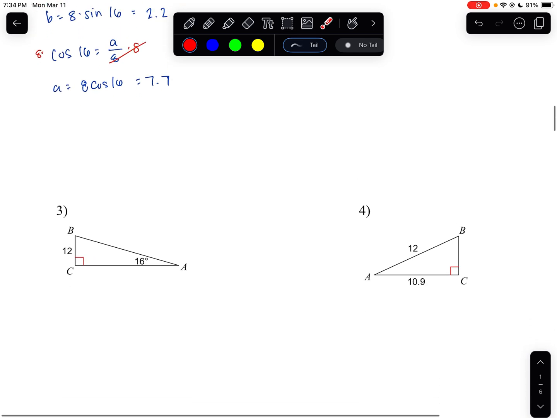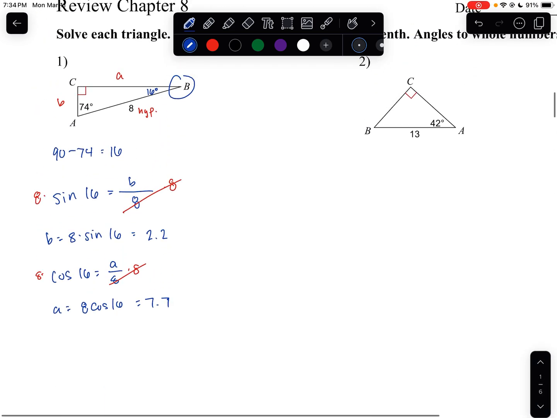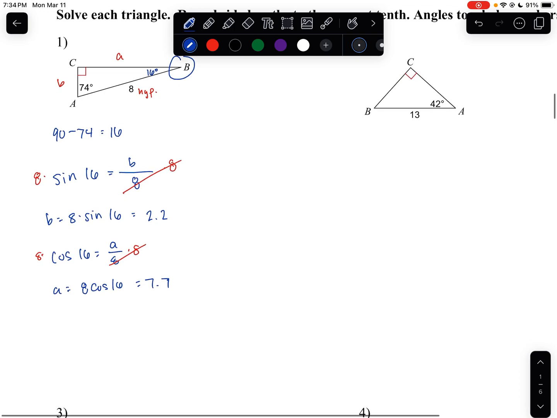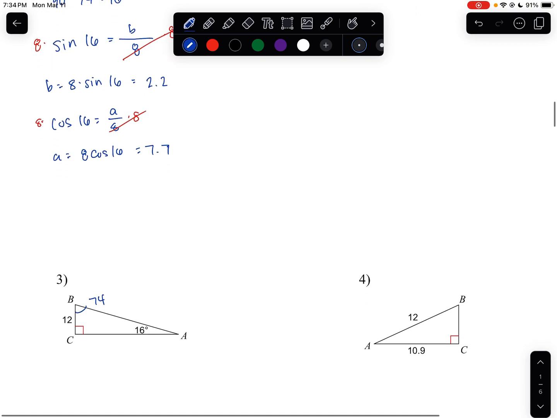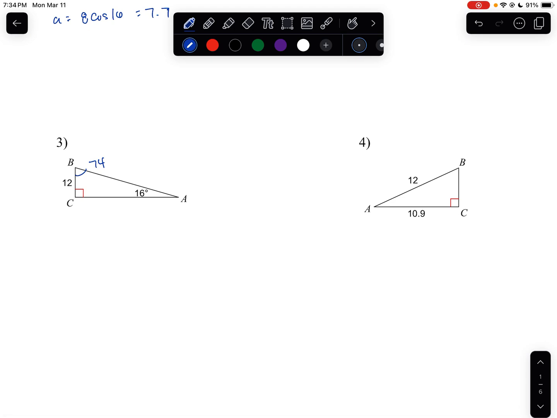Okay, so this angle right here is going to be 74, kind of like in this one right here. These are going to have the same ratios, different side lengths, but same ratios. Any case, you guys don't need to worry about that. Okay, so let's do the same thing.